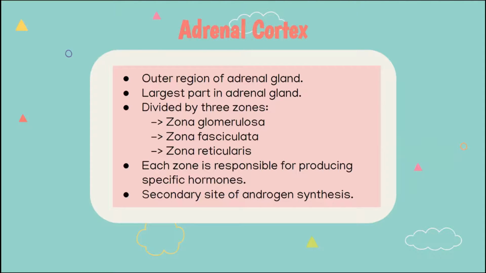So for the next one, we are going to talk about the adrenal cortex. The adrenal cortex is the outer region and the largest part of the adrenal gland, and it has 3 zones, which are zona glomerulosa, zona fasciculata, and zona reticularis. Each zone produces a specific hormone, and it is also a secondary site of androgen synthesis.